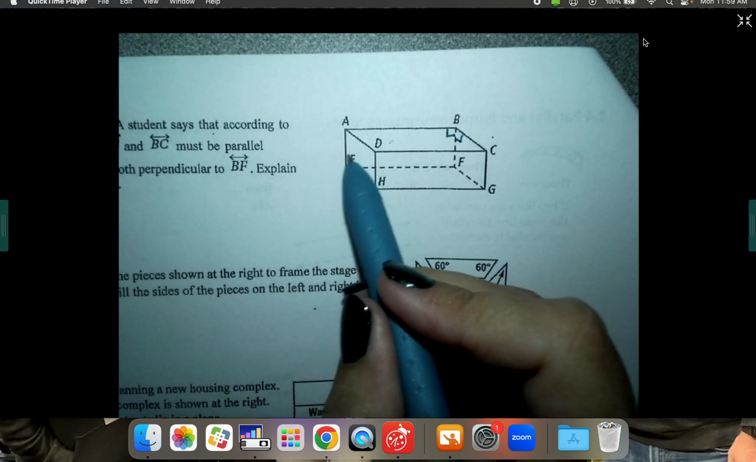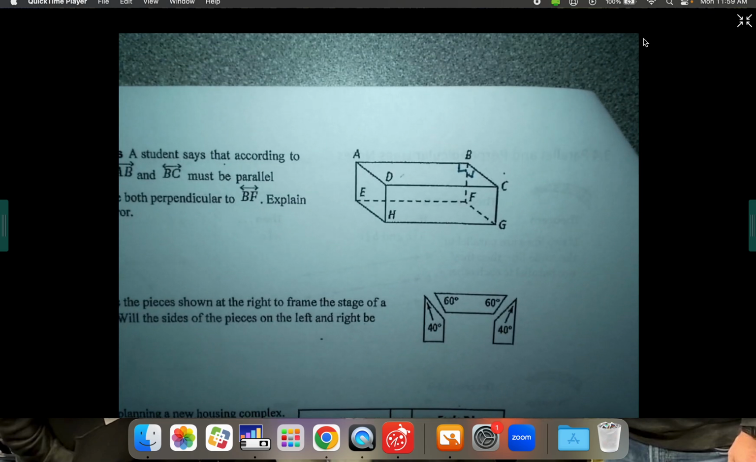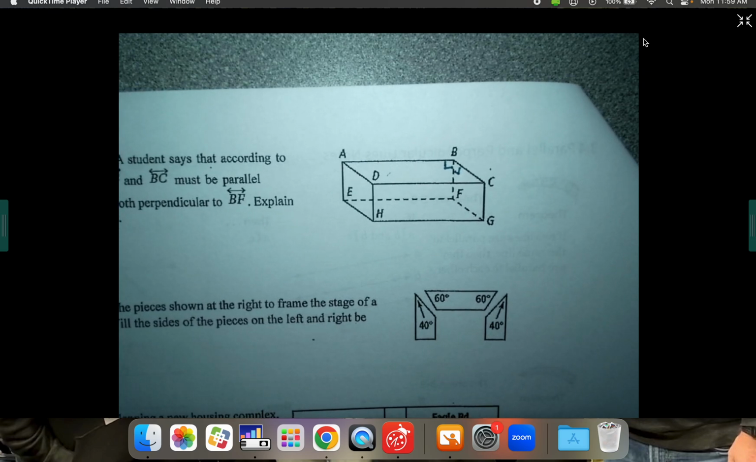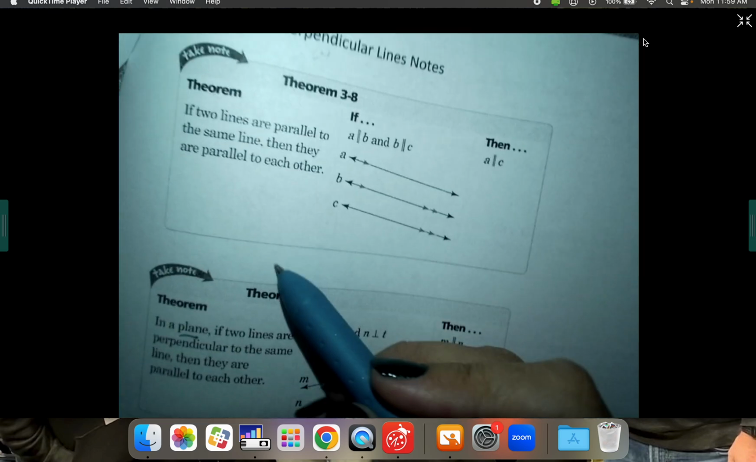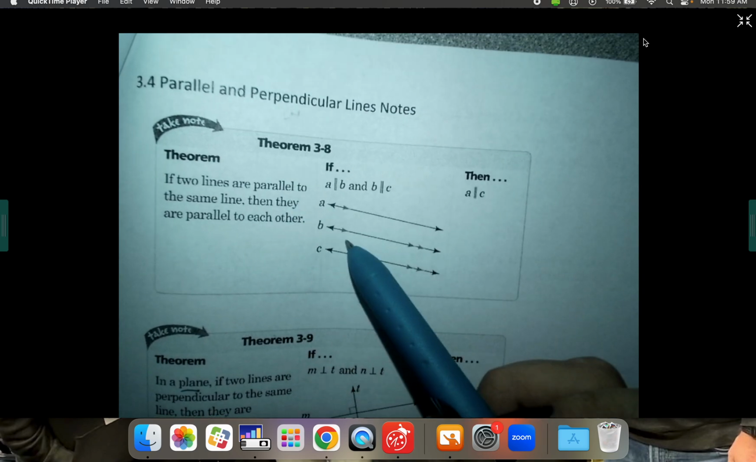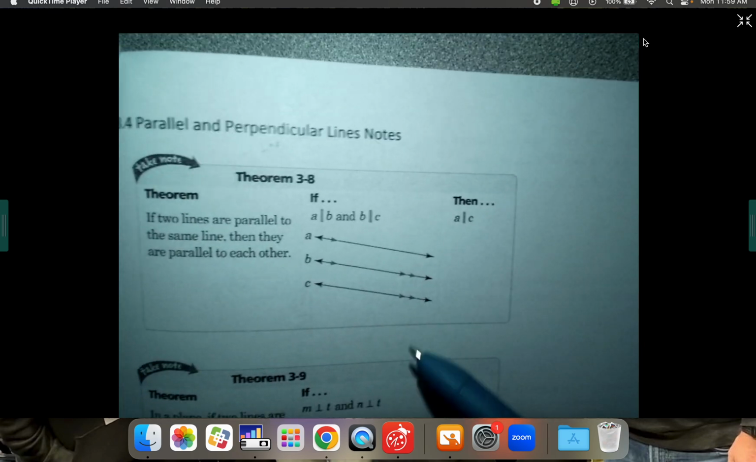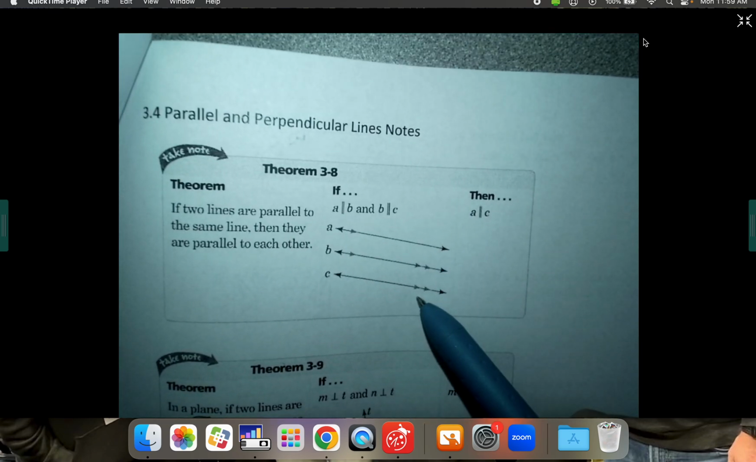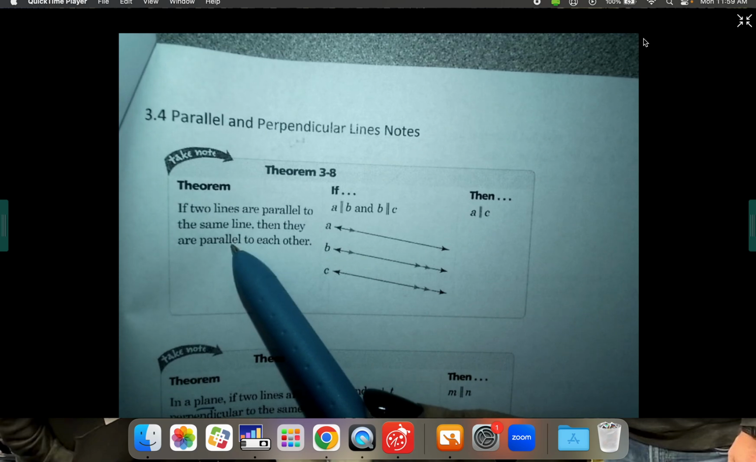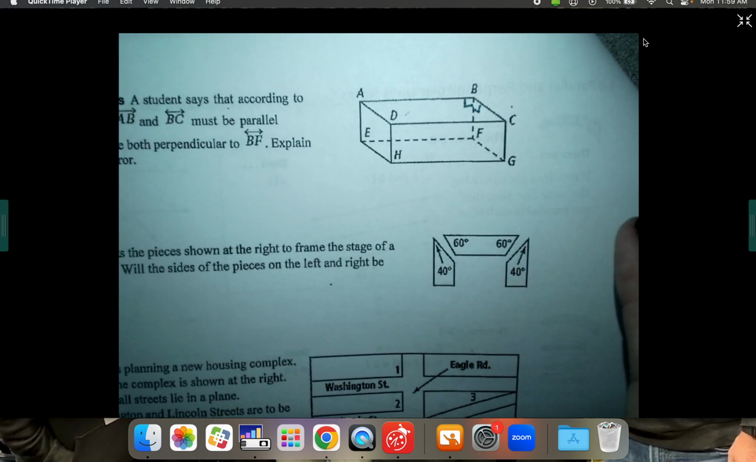However, these lines would not be parallel, and that's for a couple of different reasons. The first reason is that theorem 3.8 doesn't really talk about anything perpendicular, so they're wrong on this theorem. If anything, it would be one of these theorems. So the first error is that they're wrong on which theorem it is. It's not the parallel to parallel, meaning they're parallel, because this is not all parallel anyway. So that's one of the reasons they're wrong.